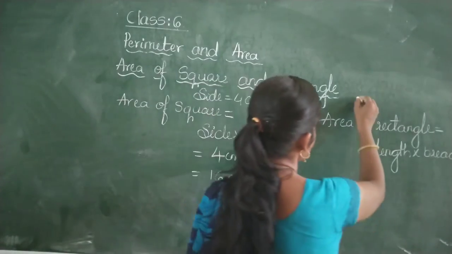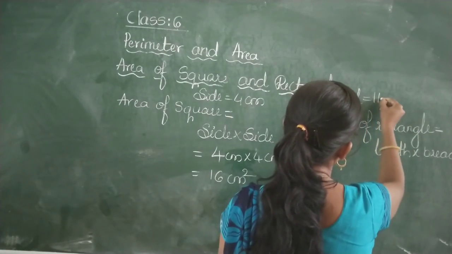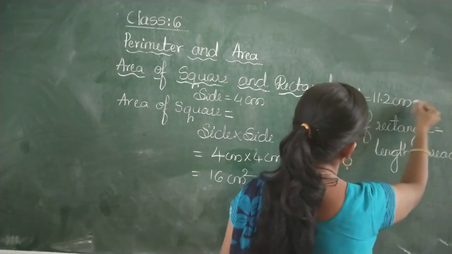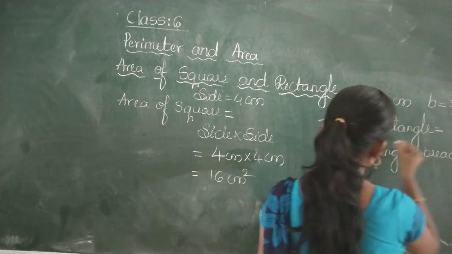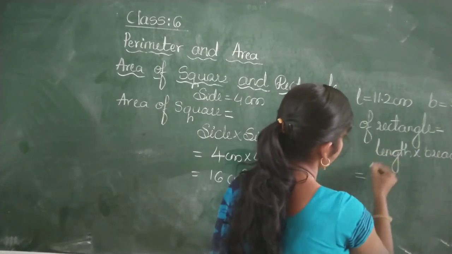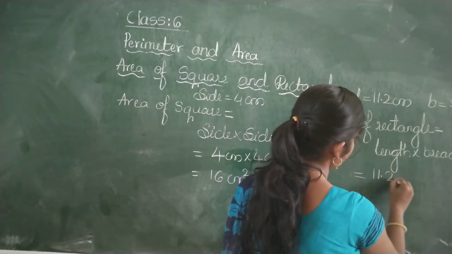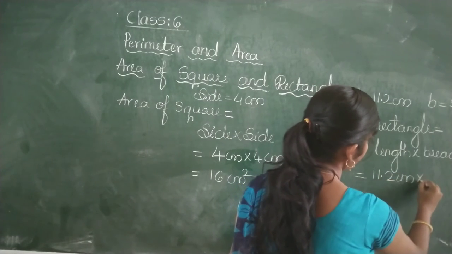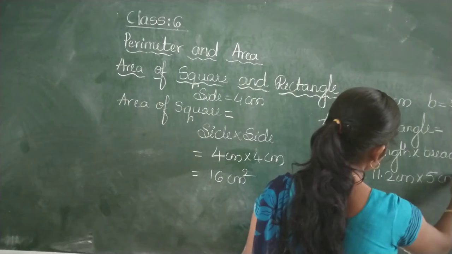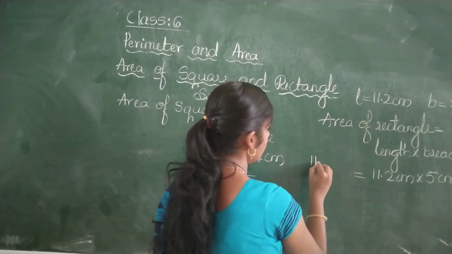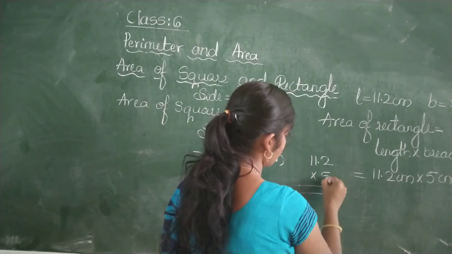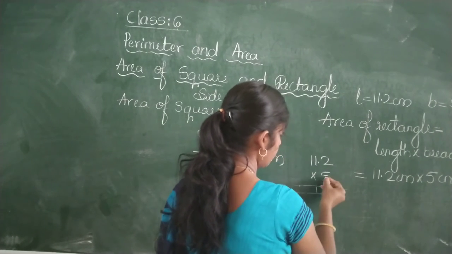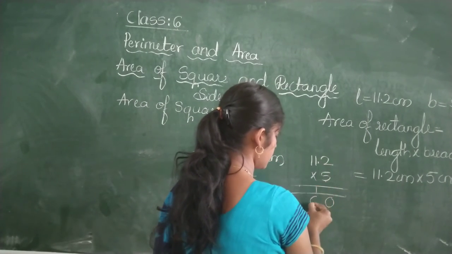I will take one example. Length is equal to 11.2 centimeter and breadth is equal to 5 centimeter. So put these values. Length how much is there? 11.2 centimeter and breadth how much is there? 5 centimeter. So multiply 11.2 into 5. 5 twos are 10. 5 ones are 5. 5 plus 1 is 6.